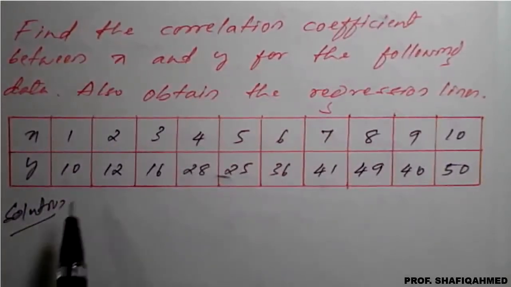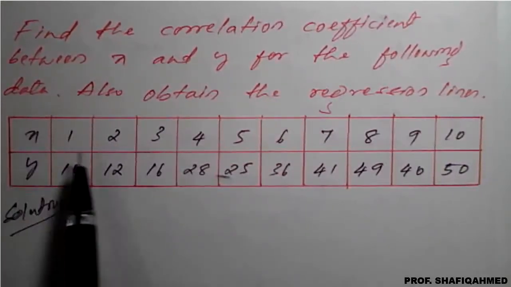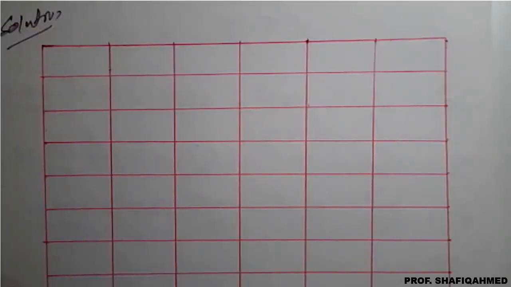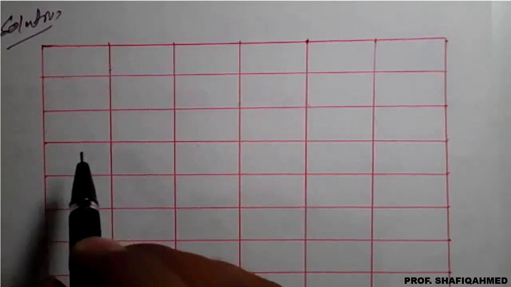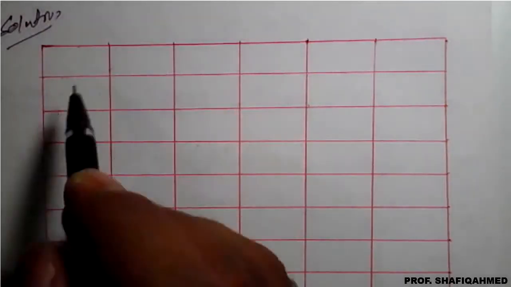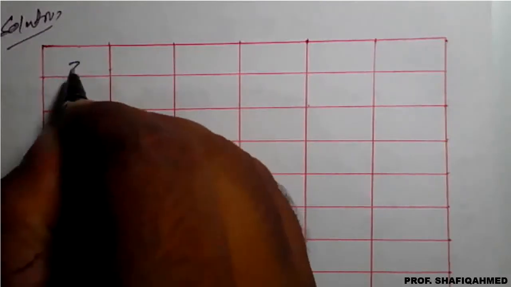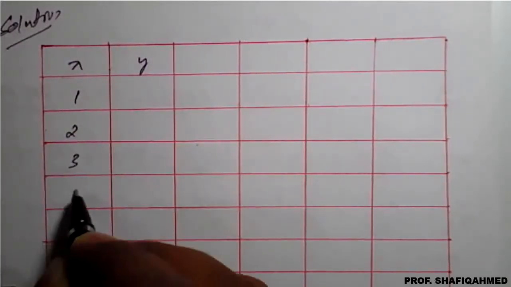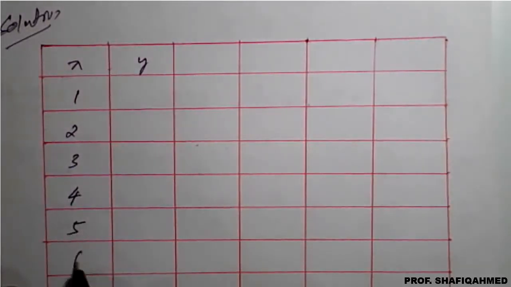First we have to prepare a table, then we need to calculate the summations, that is x bar and y bar. So we'll see what x bar and y bar are. From the given question, we'll take the x values and y values. X values are 1, 2, 3, 4, 5, 6, 7, 8, 9 and 10.